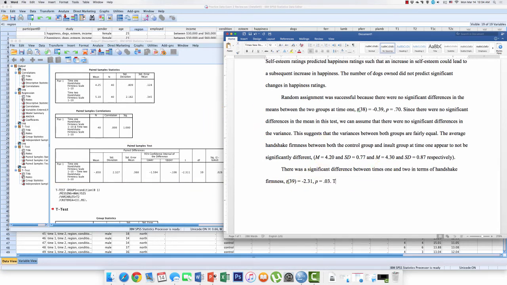You can say that the average handshake firmness at time 1, so mean 4.25, standard deviation equals 1, at time 1 was less than time 2, standard deviation is 2.18.